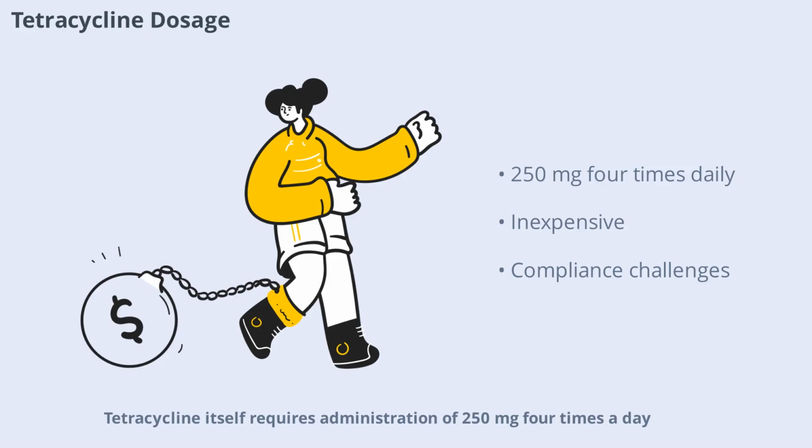Tetracycline itself requires administration of 250 mg 4 times a day. While it is inexpensive, the frequent dosing can reduce patient compliance. This dosage regimen is important to remember when prescribing tetracycline, as adherence is key to successful treatment.